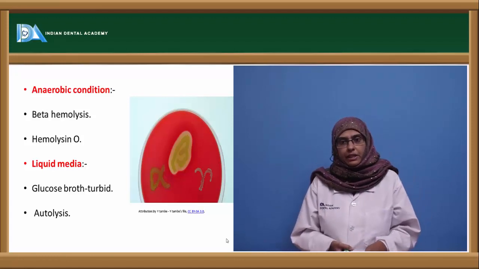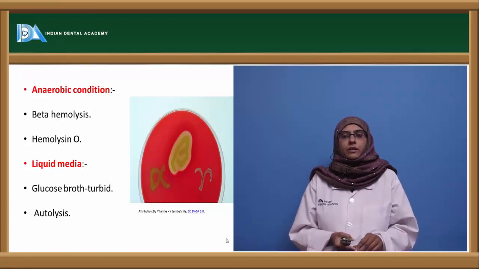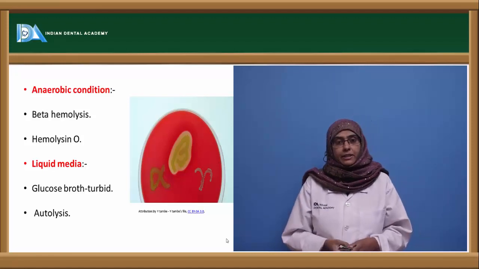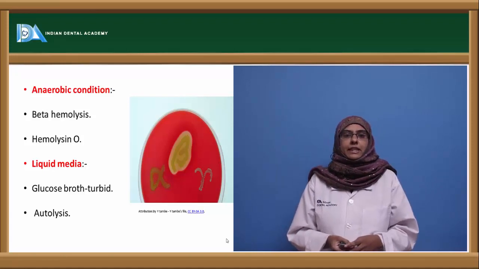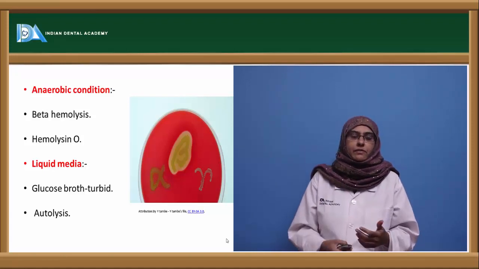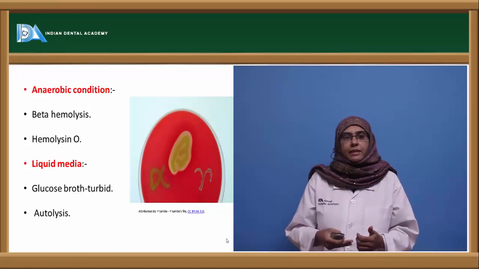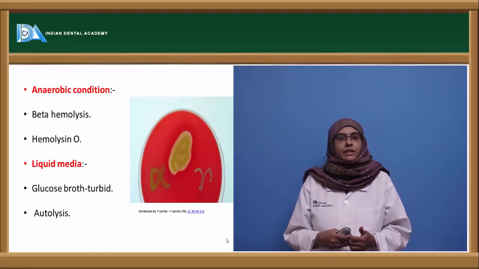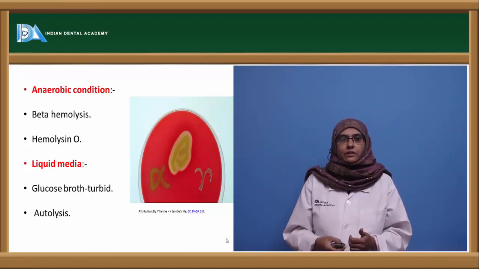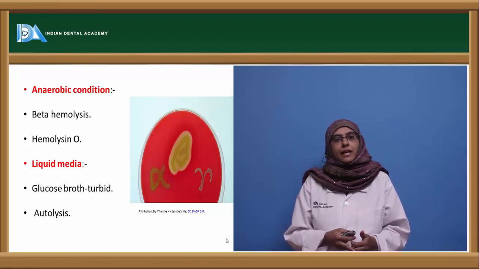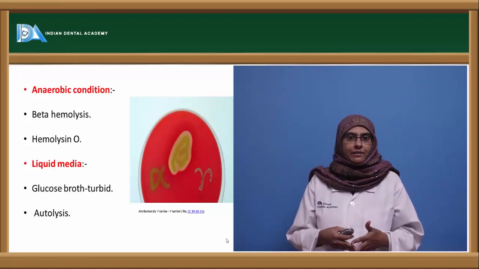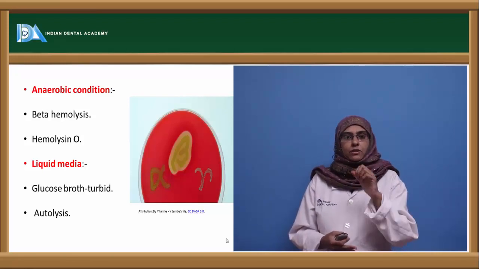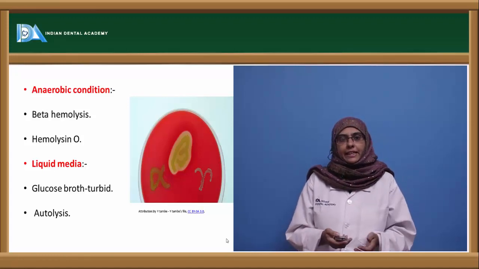And in liquid media, this organism can be grown in a glucose broth, and the growth can be seen in the form of turbidity. And this organism exhibits a property called autolysis. That is, they can degrade or cause a lysis of themselves because of certain enzymes present in the organism. And this autolytic property can be easily demonstrated in the laboratory condition to isolate this organism. The autolysis can be enhanced by bile solubility or sodium lauryl sulfate or any surface acting agent. And we should know that this autolysis is lost in the strains which are usually heat resistant.